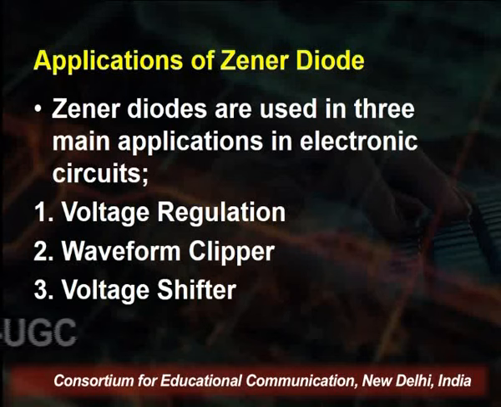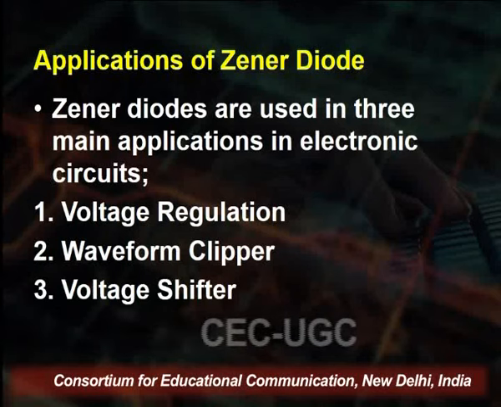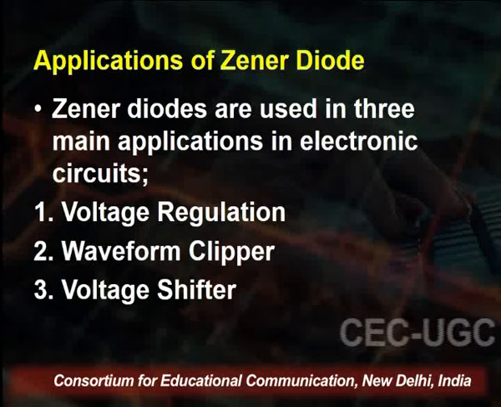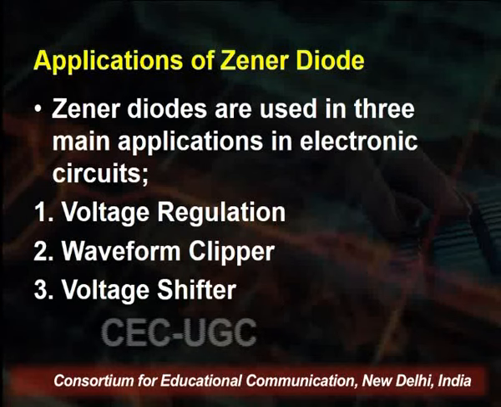Now, applications of the Zener diode. Zener diodes are used in three main applications in electronic circuits. First is voltage regulation, second is the waveform clipper, and third is the voltage shifter. So these are the applications of the Zener diode that we will discuss later.